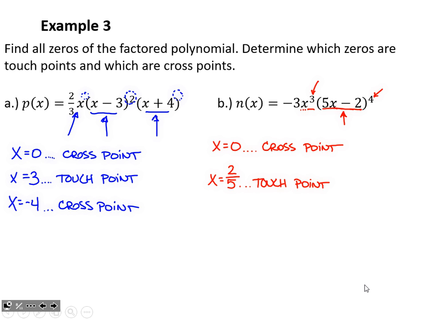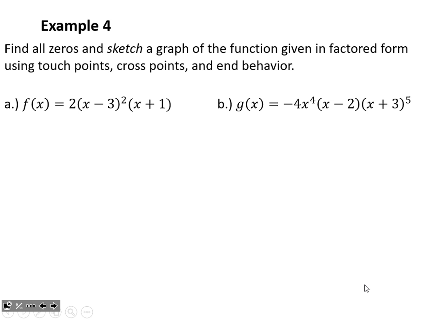Now, example 4, I love this type of problem because this you really have to start putting everything together on your own. So find all the zeros and sketch, it's just a sketch, a graph of the function given in factored form using touch points, cross points, and end behavior. So for letter A here, notice my x's are in factors of x minus 3 and x plus 1, so I get those zeros. At x equals 3, because it was a second power factor, it's a repeated root, that is a touch point. And at x equals negative 1, the factor that came out of was a first power factor. We've got a cross point there.